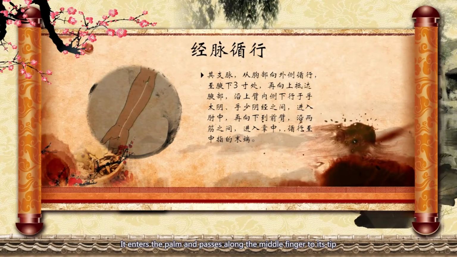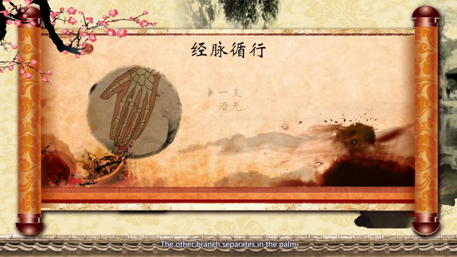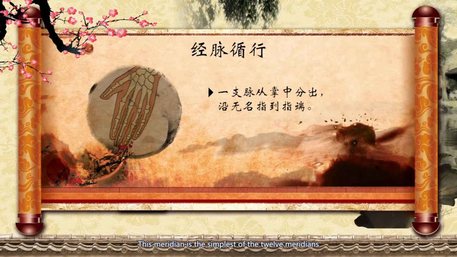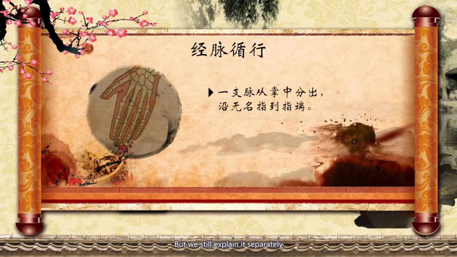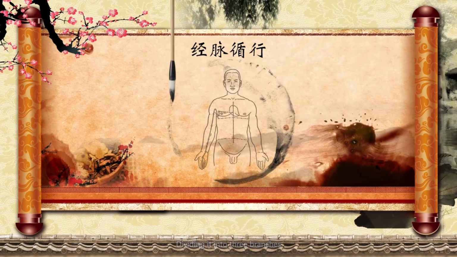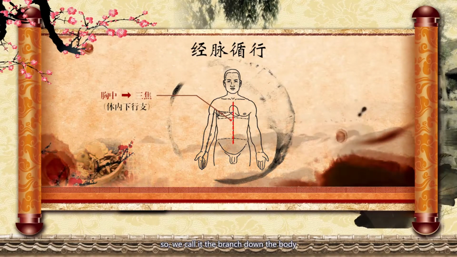It enters the palm and passes along the middle finger to its tip. The other branch separates in the palm, running along the ulnar aspect of the ring finger to its tip. This meridian is the simplest of the 12 meridians, but we still explain it separately, dividing it into 3 branches. The first one goes from the chest to the sanjiao, and it follows inside the body, so we call it the branch down the body.